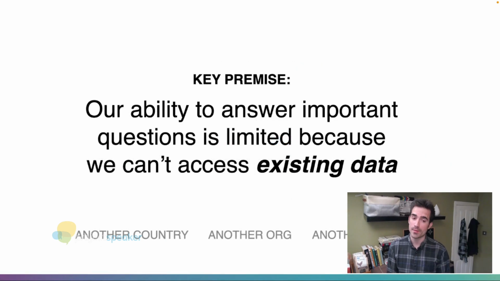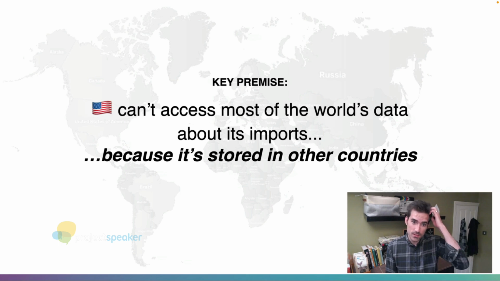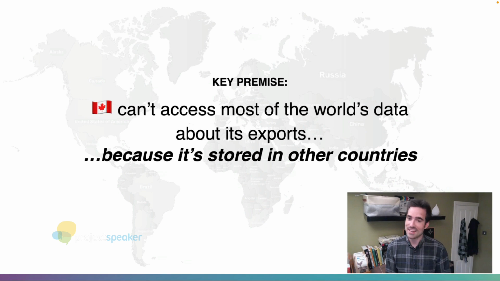And this brings us back to our key premise, right? That our ability to answer important questions like where are goods flowing from, where are imports and exports going and coming from, is limited because we can't access existing data, right? Because that data is somewhere else. In this particular case, the United States can't access most of the world's data about its imports, about the stuff that's being imported into the United States, because that data is stored in other countries. Inversely, Canada can't access most of the world's data about its exports because that data is stored in other countries. Once those goods leave Canada, the ledgers, the databases, the tracking resources are stored in other places.